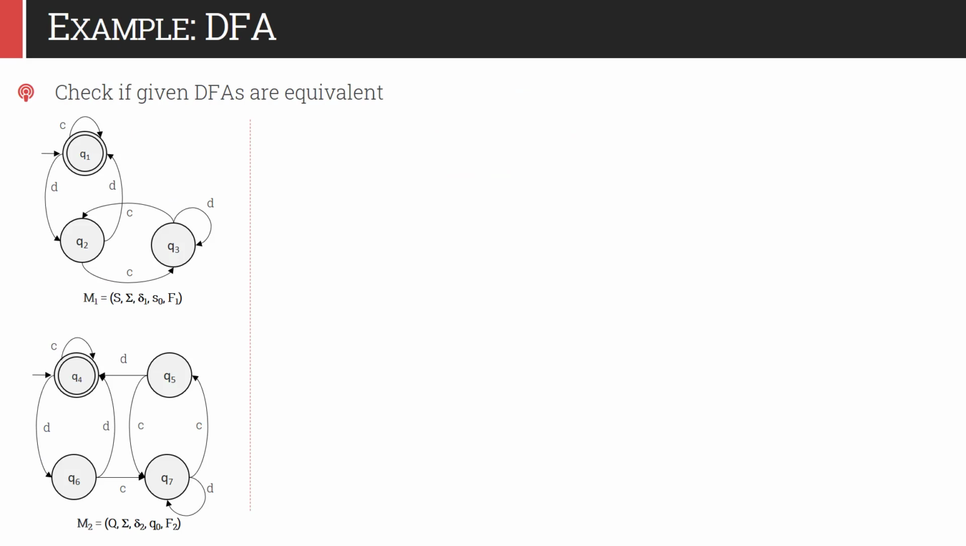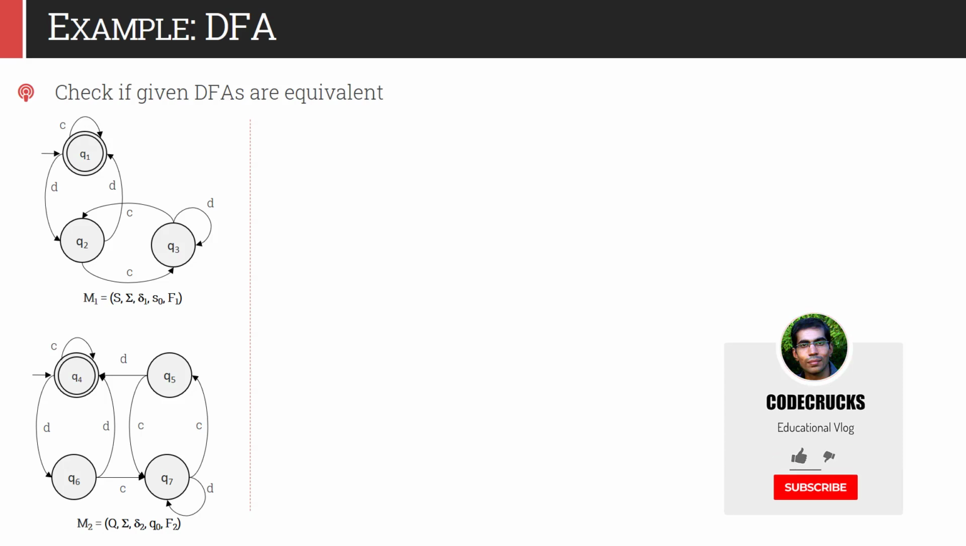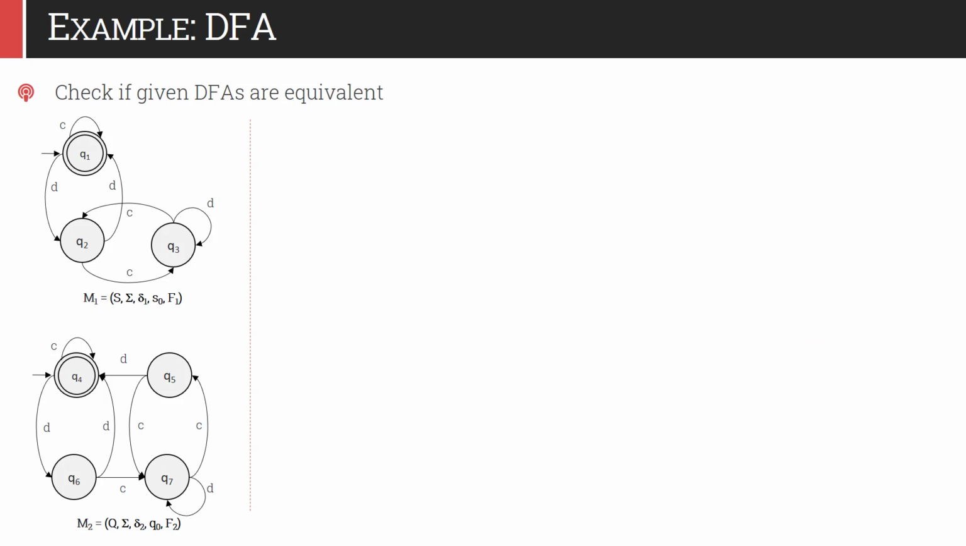Assume we are given two machines M1 and M2 as shown here. M1 has states Q1, Q2, Q3, and M2 has states Q4, Q5, Q6 and Q7. S0, the initial state of machine M1, is Q1, and Q0, the initial state of machine M2, is Q4. F1, the set of final states of machine M1, is Q1, and F2, the set of final states of machine M2, is Q4. From that we will build the combined machine and check the equivalency of these two automata. One automaton has 3 states, the other has 4, and we have to check whether they are the same or not.